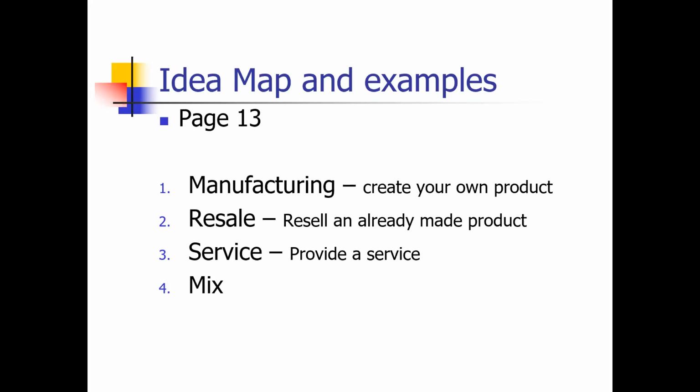For example, selling eggs. Eggs aren't really something you manufacture because the chicken is actually laying the egg. But it's also not resale because you're not buying it from a wholesaler and selling it. It's being produced from the chicken. But in a way, it's kind of a service because you are having to go out and take care of the chickens so they produce, and collecting the eggs. So that's an example of maybe a mix.